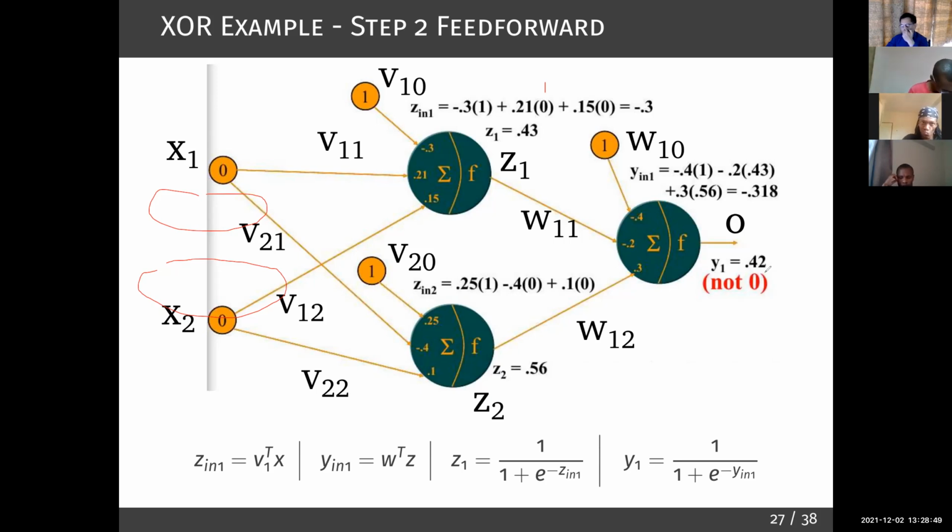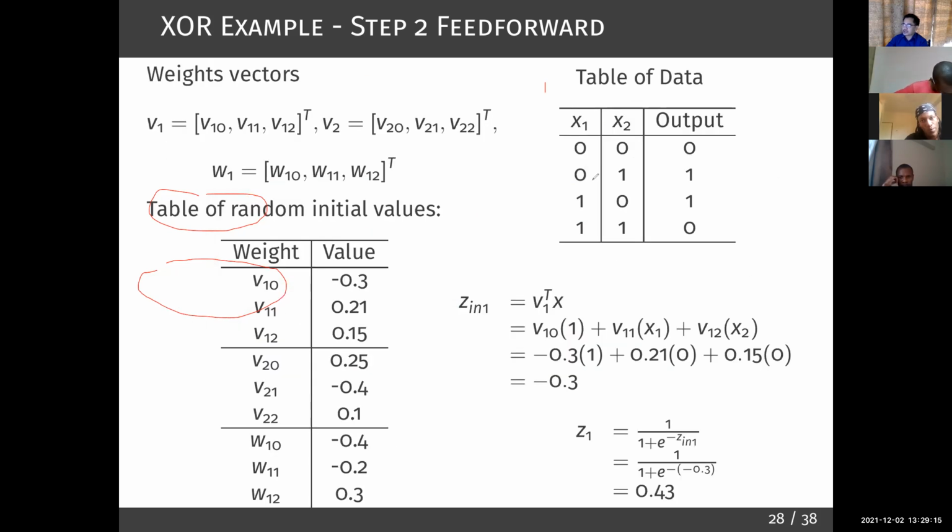In this case, we say that if the output is less than 0.5, then it should be 0 and 1. So now if you output 0, this is not 0, this is greater than 0. Okay, so now, let's continue with the computation.